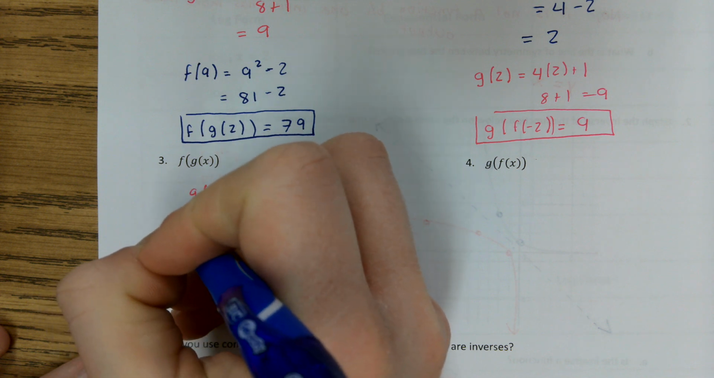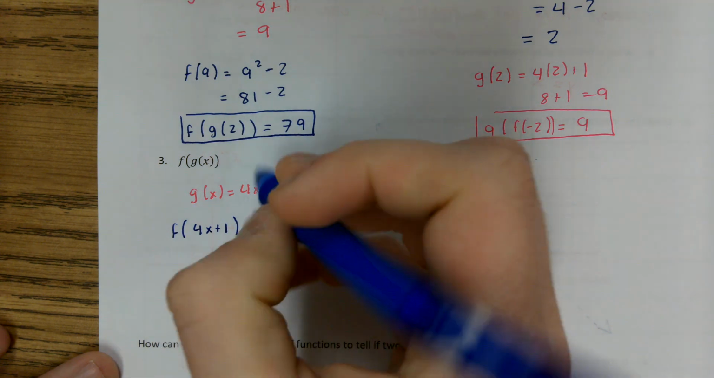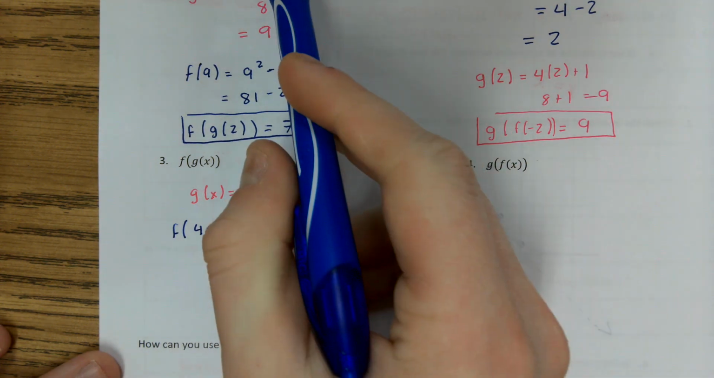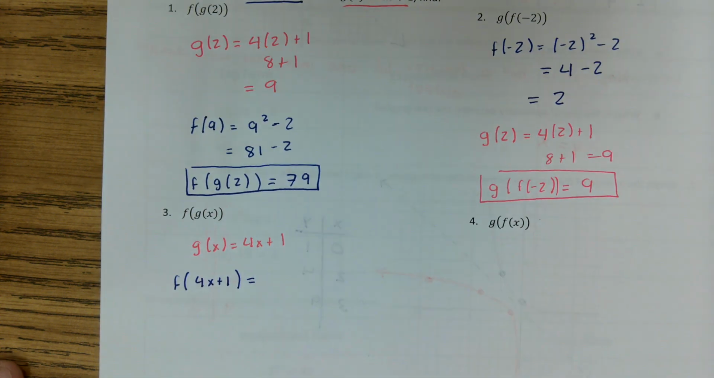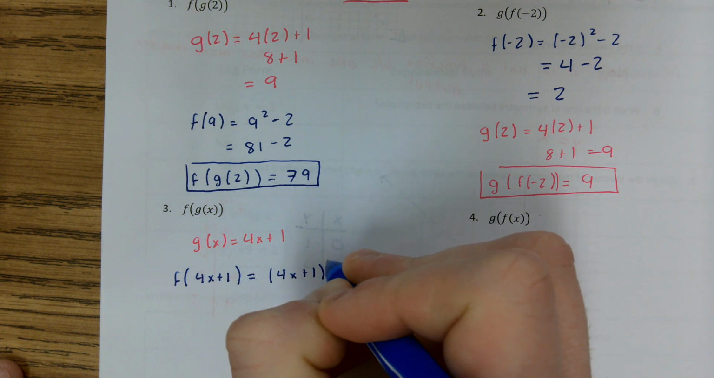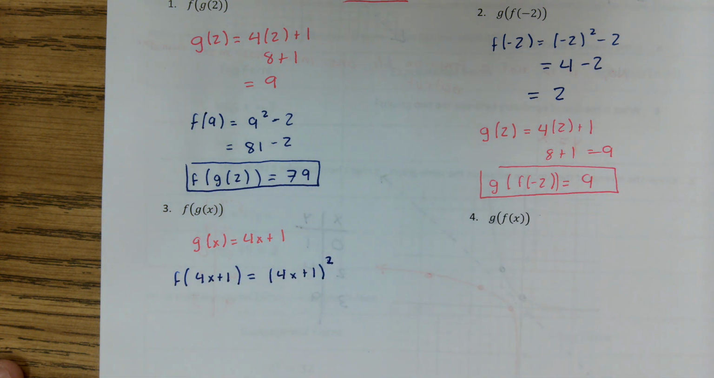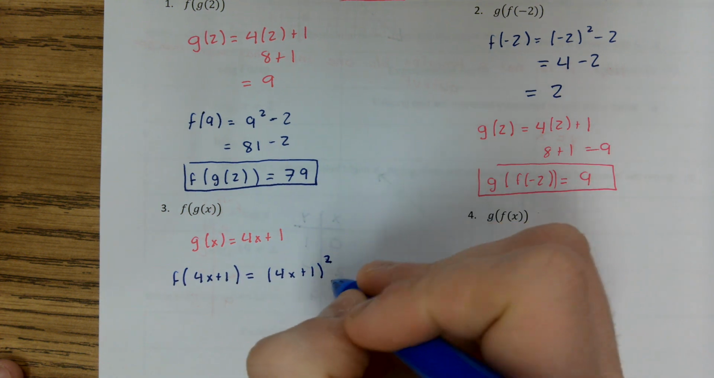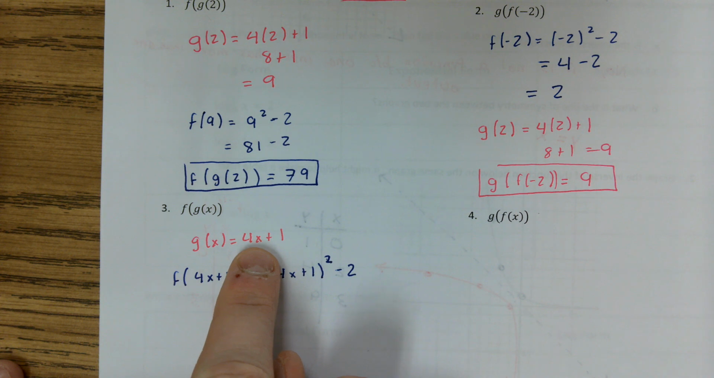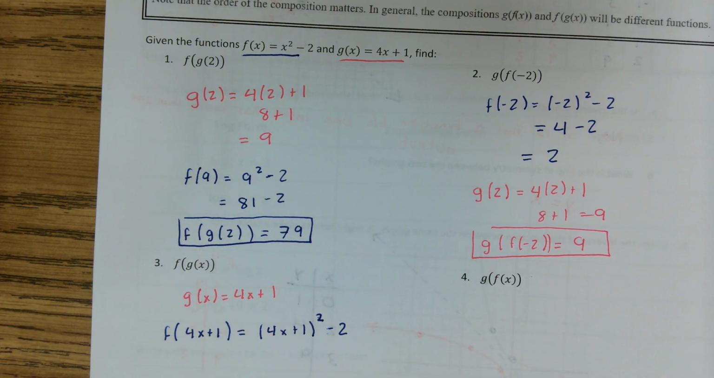So in this case, that f of 4x plus 1 is going to equal, now we have that x squared up top, so that x squared now becomes 4x plus 1, squared, and then we're going to have that minus 2. So again, that 4x plus 1 is the original g of x, and we're subbing it in for the x value of the f of x function, all right?